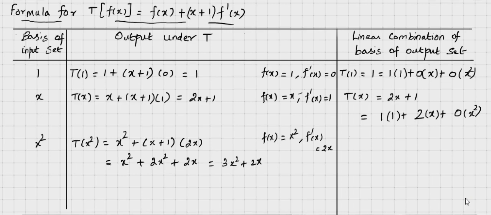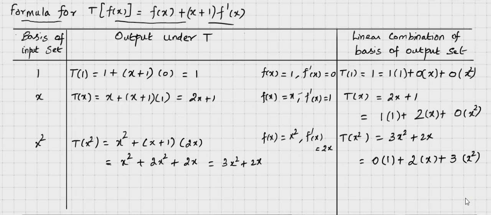Now our next objective is to write this, that is 3x square plus 2x, as a linear combination of 1, x and x squared. Okay. So what is the constant coefficient in the left hand side? There is no constant in the left hand side, so it is 0. Now what is the coefficient of x in the left hand side? It is 2. The coefficient of x square in the left hand side is 3. Okay. This is how we are writing as a linear combination.